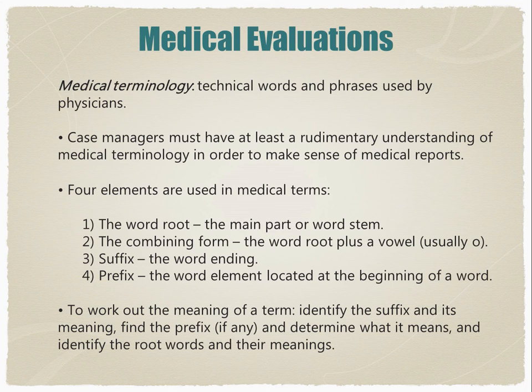First, the word root, which is the main part or word stem. Second, the combining form, which is the word root plus a vowel. It's often O. Third, the suffix, which is the ending of the word. And last, the prefix, which is the word element at the beginning of a word. To work out the meaning of a medical term, identify the suffix and its meaning, find the prefix if there is one, determine what it means, and then identify the root words and their meanings.